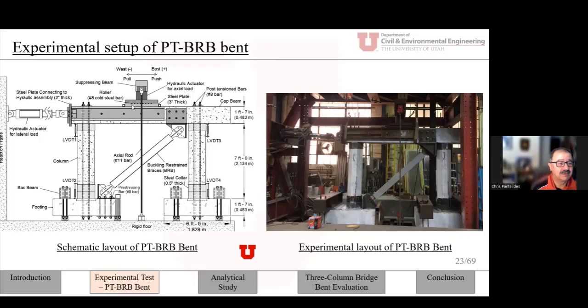We monitor everything. We instrumented the BRB to measure its elongation. We also had a load cell on each one of the post-tensioning bars, as you can see here, to measure the post-tensioning. Again, the reinforcement, the mild steel, did not penetrate the footing or the capping. It was self-contained, as you can see here. We had strain gauges, of course, on the hoop bars and also the spirals and also on the vertical bars.